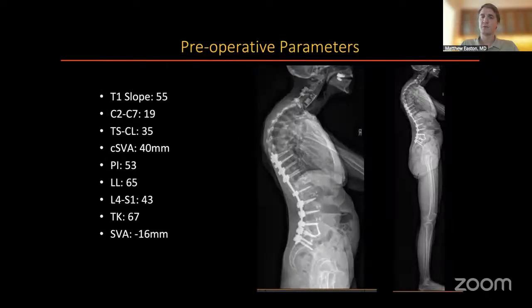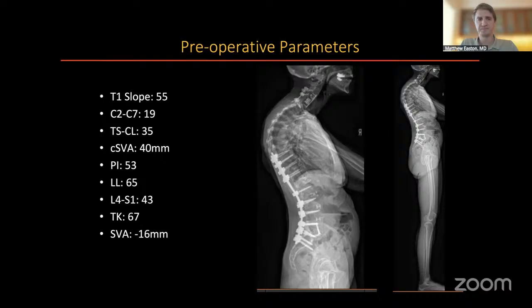And these are the X-rays we got most recently when she was coming to our clinic. You can see that her T1 slope has increased significantly to 55 from 39 5 years prior. She has that T1 slope, cervical lordosis mismatch of 35. Her cervical SVA is 40 millimeters, which is right on the cutoff of what we would say is uncompensated. And I just gave her pelvic parameters. I think this is a good example where you can see that her C7 SVA is normal, but she has a malalignment in the cervical spine.